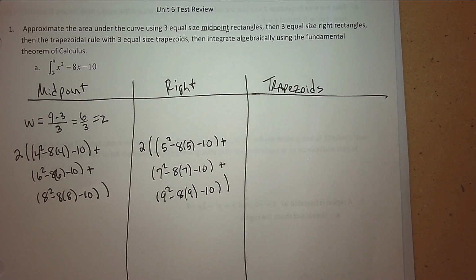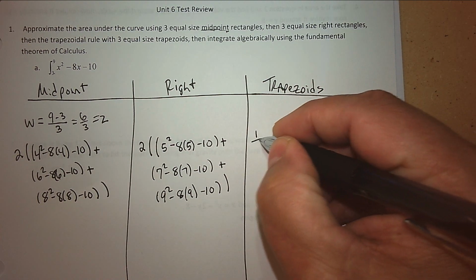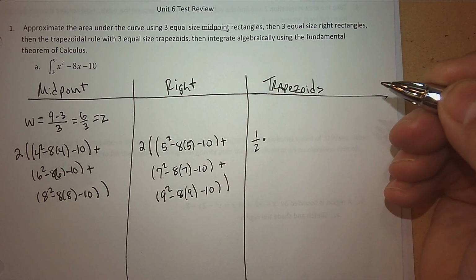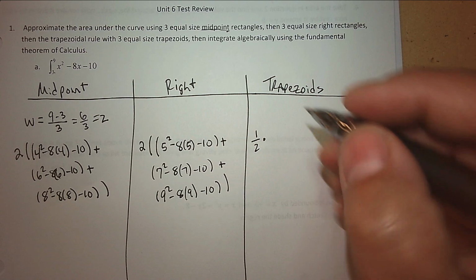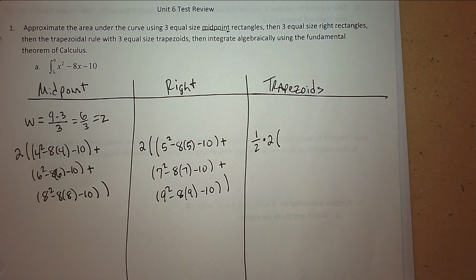So think, what's going to be the same? What's going to be different when we use trapezoids? First of all, I need to recognize the formula for a trapezoid is different than a rectangle. So the formula for a trapezoid starts with what number? Then what's the common width of each trapezoid? 2. That stayed the same, didn't it?